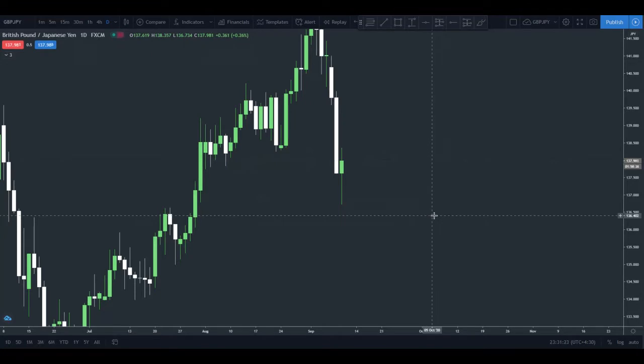Let's check out the GBP JPY at 9 of September. Let's go.